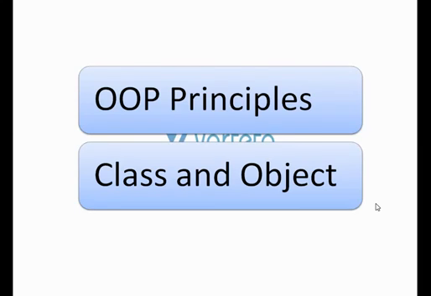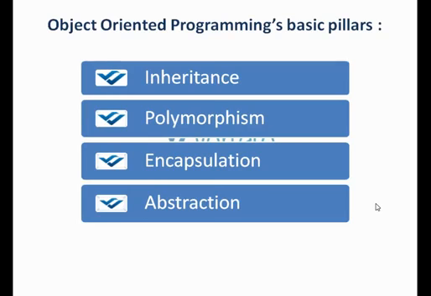Today I am going to discuss the object-oriented principles in Java programming: class and objects. There are four basic pillars of object-oriented programming: inheritance, polymorphism, encapsulation and abstraction. Before moving into the details of these basic pillars, first we will understand what a class is and what an object is.